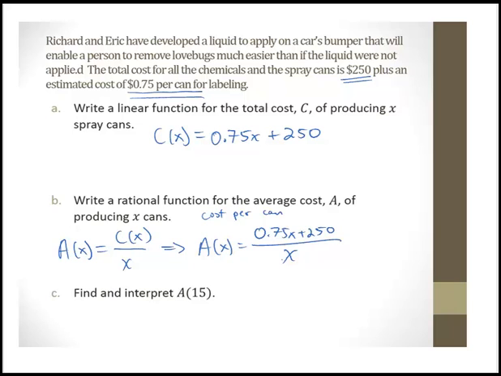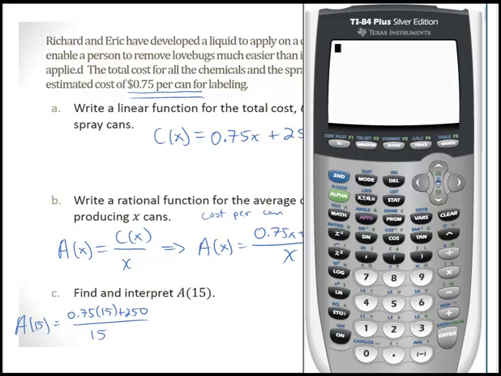Find and interpret A of 15. A of 15 would be 0.75 by 15 plus 250 over 15. Alright, let's see, using a calculator, 0.75 by 15 plus 250, that's 261.25, that's the numerator, let's divide that by 15, so 17.42.